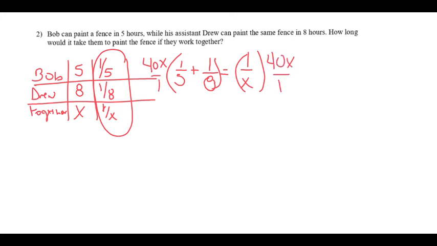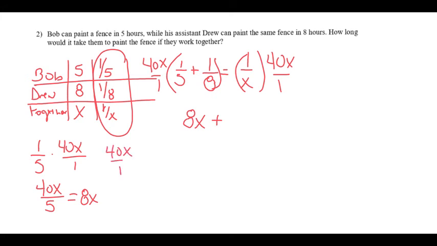So again, when I do my work, 1/5 times 40x over 1 will give me 40x/5 when I multiply. But 5 goes into 40 8 times, so it's 8x. Keep my plus sign. And then 40x over 1 times 1/8 gives me 40x/8. 8 goes into 40 5 times, so we get our 5x. And then over here, my x's will equal a 1, so we're left with 40. So 8 plus 5 is going to give me 13x equals 40.